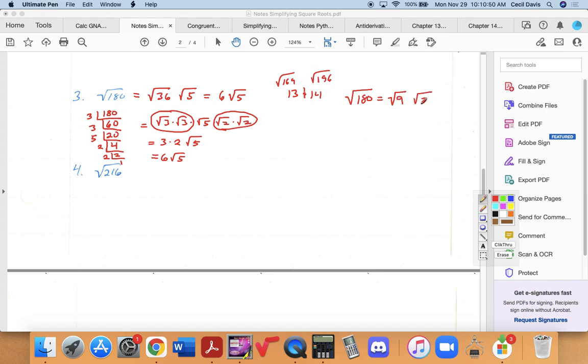20 times. What's the square root of 9? 3. This is 3 square roots of 20. Here's the problem. That's still not fully simplified. Because what perfect square will divide evenly into 20? 4. What's the square root of 4? 2.